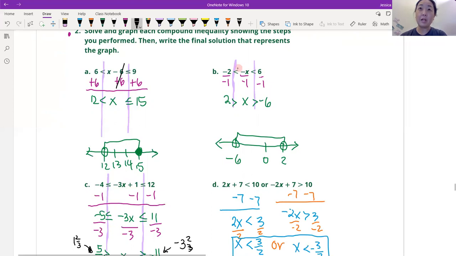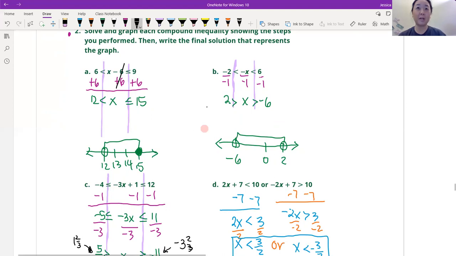Now remember, we divided by a negative number. So now what was this way is now this way, right? What was less than is now greater than. So we changed it, so 2 is greater than x, which is greater than -6, which means that -6 is our smallest number, right? And then we go over to 2, and it's anything in between that.